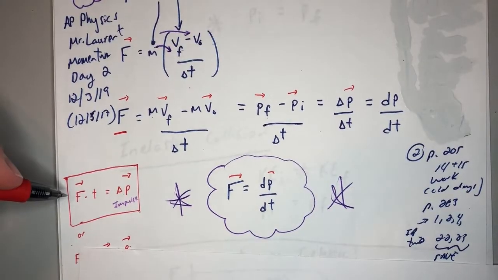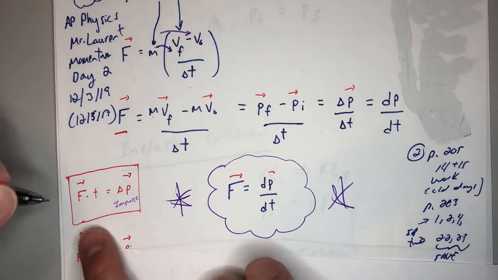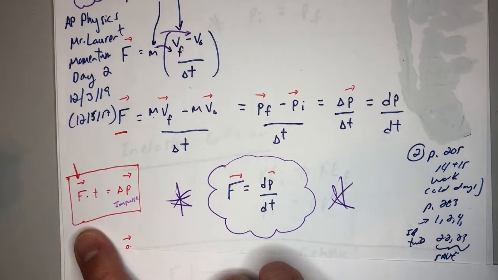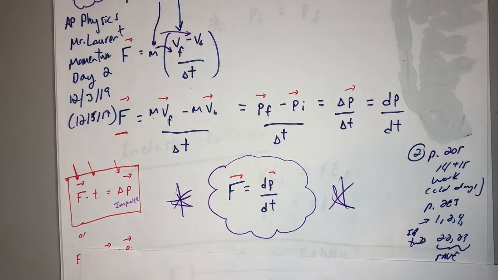I want you to write the non-calculus way as well, because it's really important. Here's how you read this: if you have an external force on your system and you apply it for a certain amount of time, you will change the momentum of that system. And you're like, I thought you said you couldn't change it, that p initial equals p final, momentum's conserved.